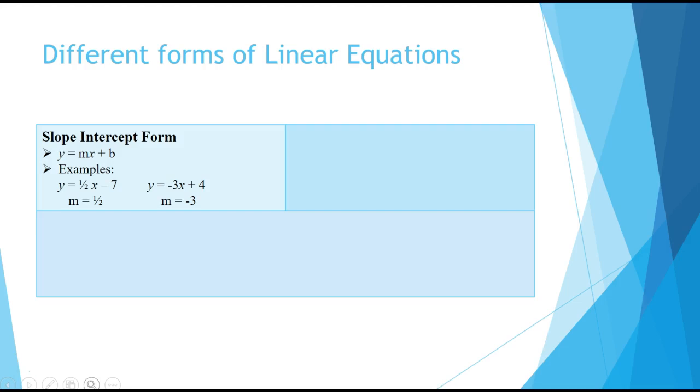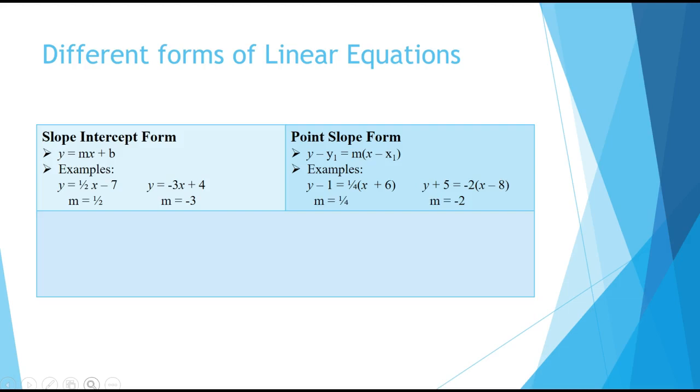Another popular form, my favorite form, is point slope form. y minus y1 equals m times x minus x1. Again, m represents slope, and x1, y1 represent a point on the line. So as we look at our two examples, again, it is easy to look at the equation and know that the slope of the respective equations are 1/4 and negative 2.